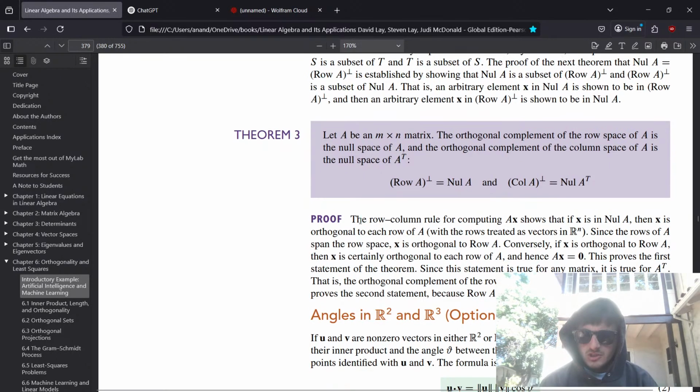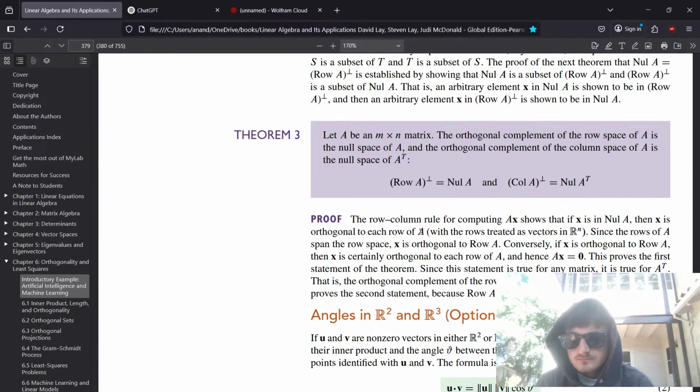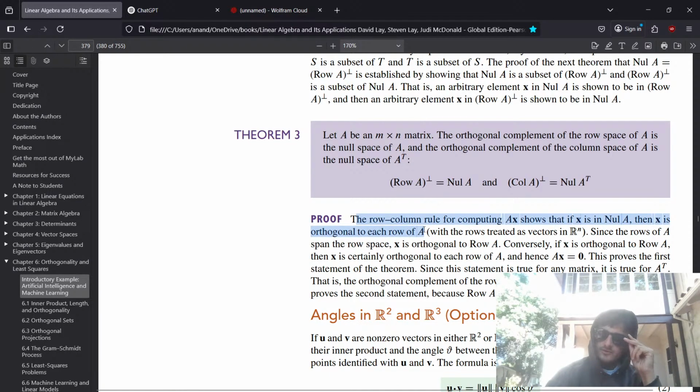The row column rule for computing AX shows that if X is in the null space, then X is orthogonal to each row. Wait, hold on. Oh, that is true, because when you do matrix vector multiplication, you're doing a bunch of dot products.